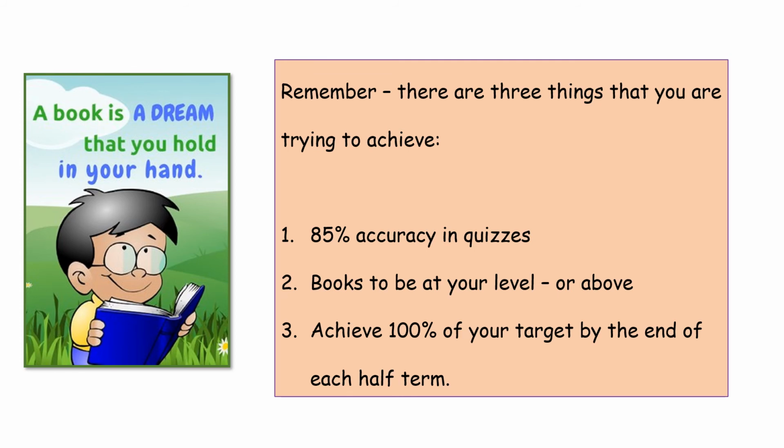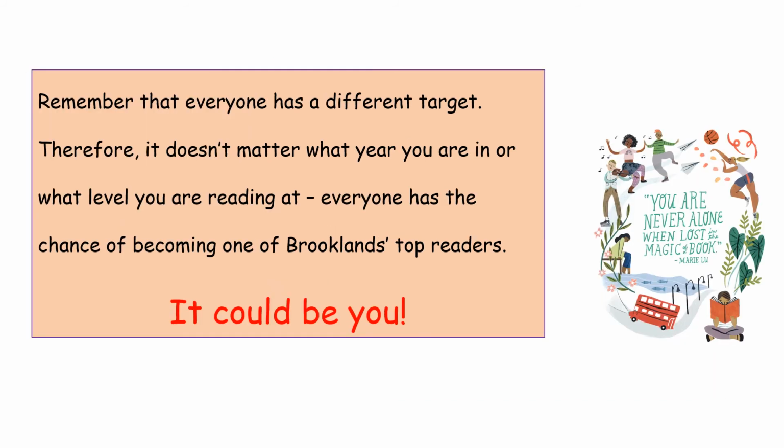And the last one is that you need to get 100% of your target by the end of each half term. Those are the 3 things that you're aiming at. Now, your target is going to be different from other people's target. The number of points that you need to achieve will depend on your reading level. Every child has got a different target.